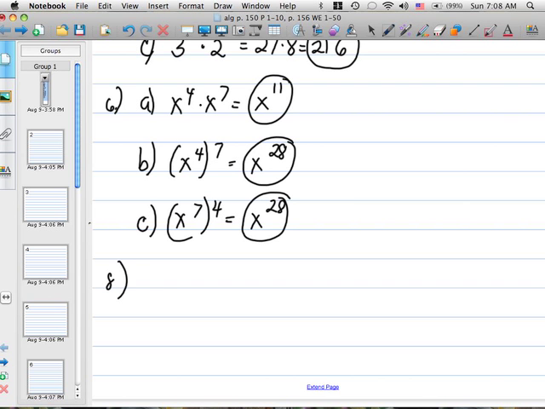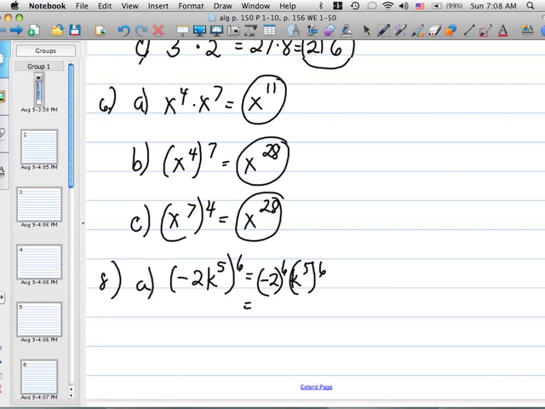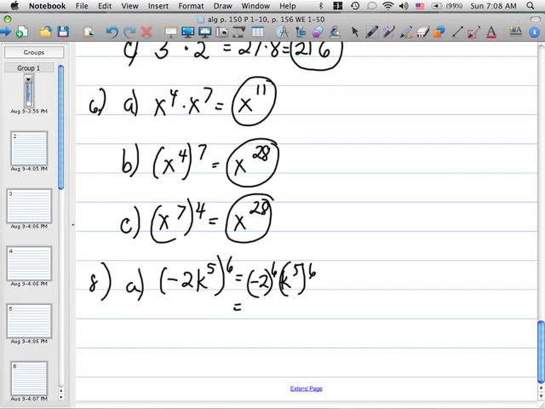Problem number 8, A, we have negative 2k to the 5th, and we're taking that to the 6th power. So everything inside is taken to the 6th power, so the negative 2 is taken to the 6th, and then k to the 5th is taken to the 6th. Negative 2 to the 6th power, we've already seen the 6th power back here.